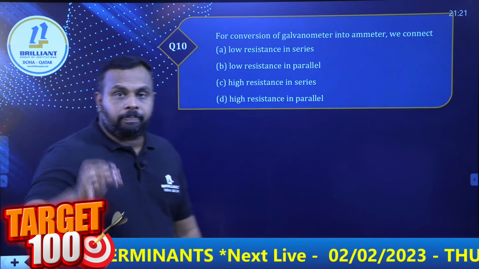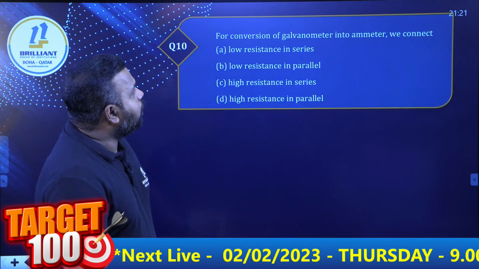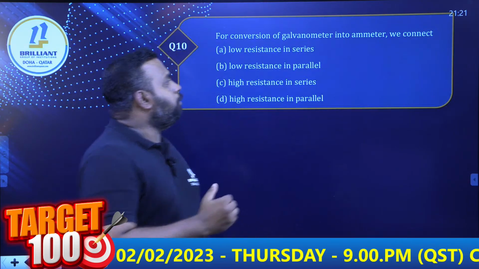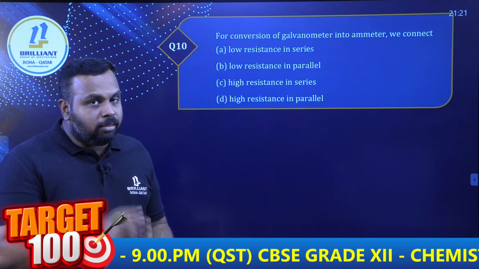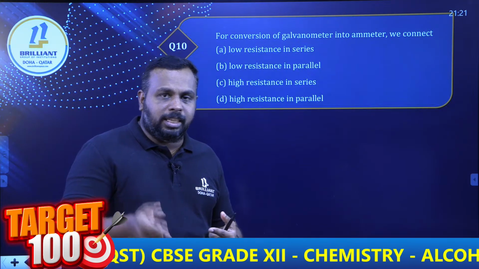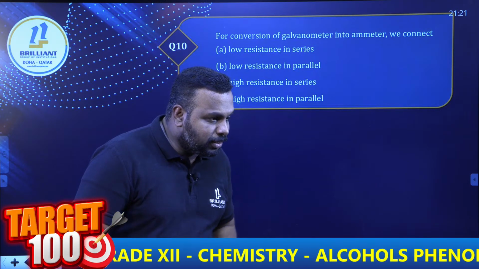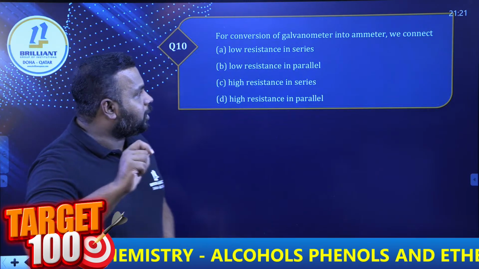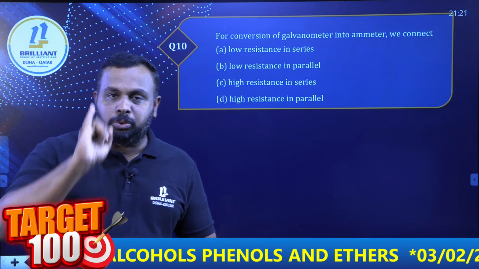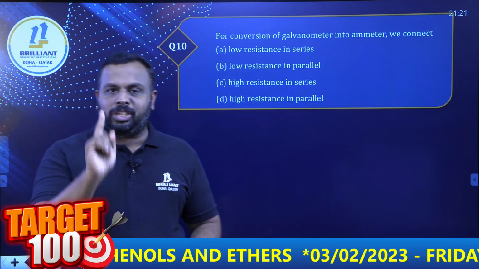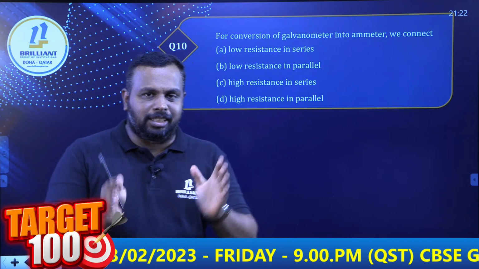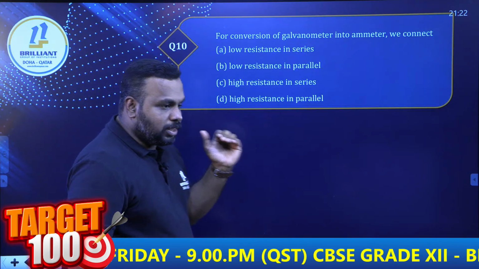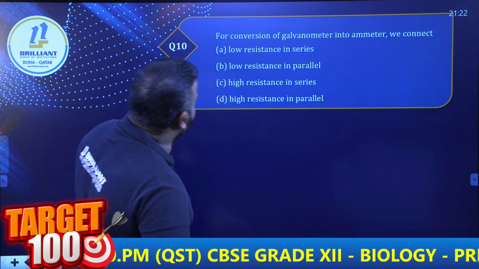Question number 10. Listen, for conversion of galvanometer into ammeter, we connect. Again, a very simple question. Numerical will be there. You have to study the formula that I will tell you. So, what is the right answer? Tell me. How can you convert a galvanometer into an ammeter? We have two topics: conversion of galvanometer into an ammeter, conversion of galvanometer into a voltmeter. You should study the basics and study the formula also. Yes, tell me, comment your answers.